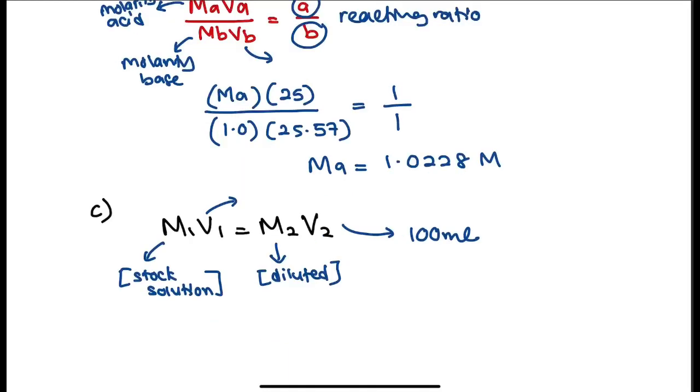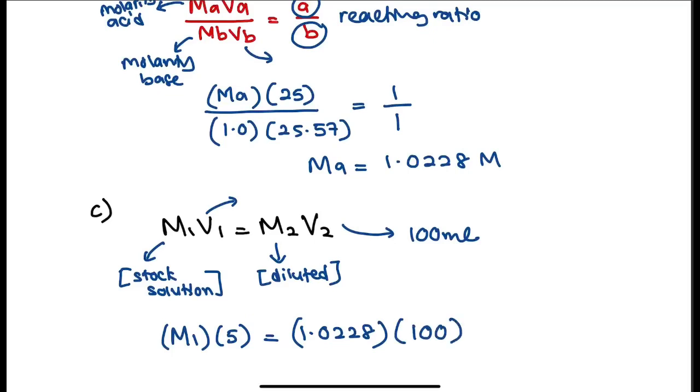Now let's substitute in the corresponding values. M1 multiplied by V1, which is 5, equivalent to the concentration of the diluted acid solution, which was found in part B, that is 1.0228, multiplied by the volume of the volumetric flask, which is 100. The answer would be 20.46 molar.